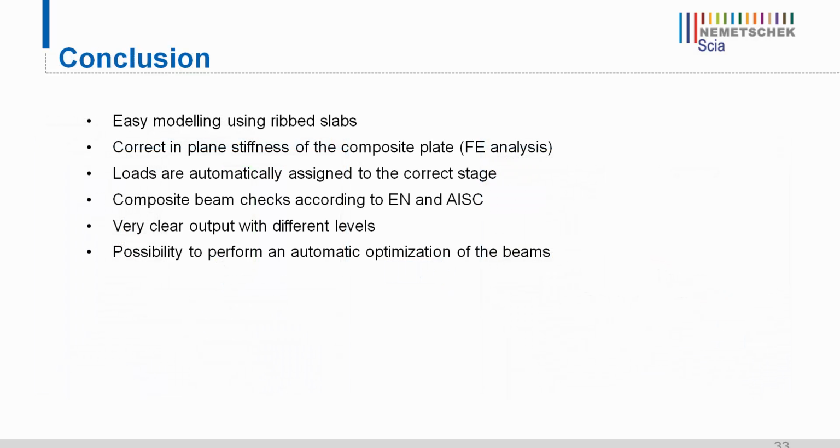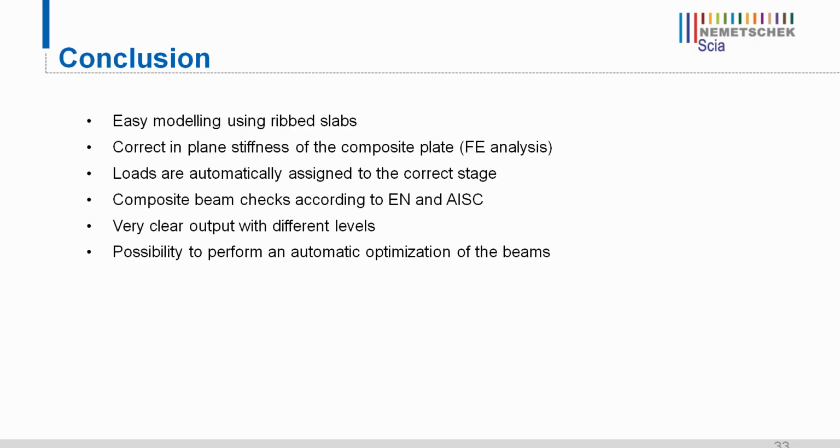So the conclusion. First of all, we have seen that using the CAM model or composite analysis model is very easy. It's just with the basic functionalities of Scia Engineer, and you have to model a rib slab. Take on the material concrete and take on the material steel, and that's all. Then you can use the CAM model or composite analysis model.